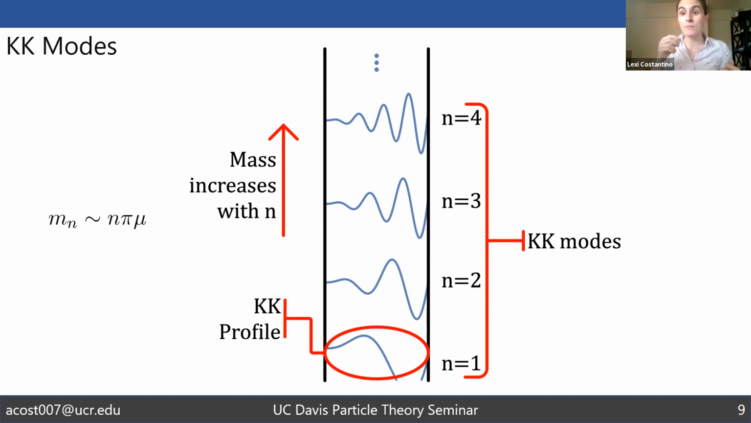They each have a profile, which very roughly corresponds to the probability of finding them at various places in the bulk. And the mass of these modes increases with this n. So it starts at zero or one.